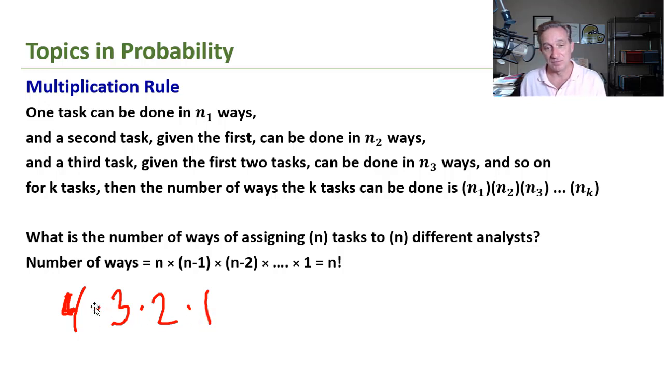So in that situation, these n's are declining, and we have n times n minus 1 times n minus 2. That's so common and realistic that it has its own name, factorial, right? N exclamation is n multiplied by n minus 1 multiplied by n minus 2 and so on, which is n factorial.